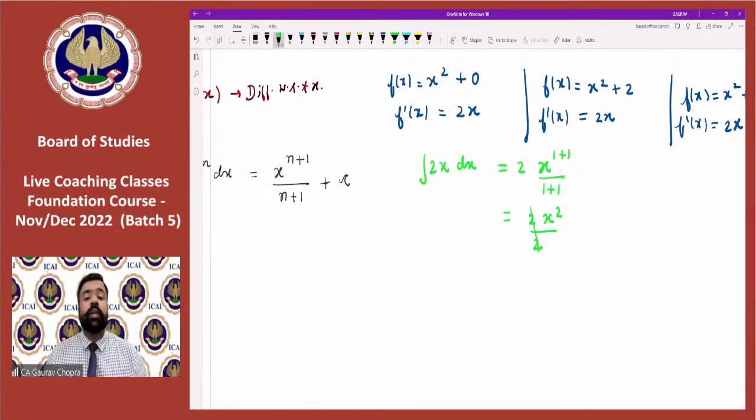But we are unable to get that constant. This x square is the result, but what about the constant? The constant is 0, or 2, or 100. What is the constant? We don't know. That is why we always keep c as the constant. So after integrating any f'(x), we always have to use a constant, denoted by small c. All right.